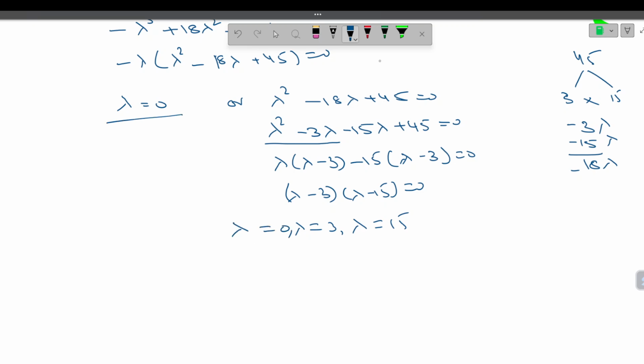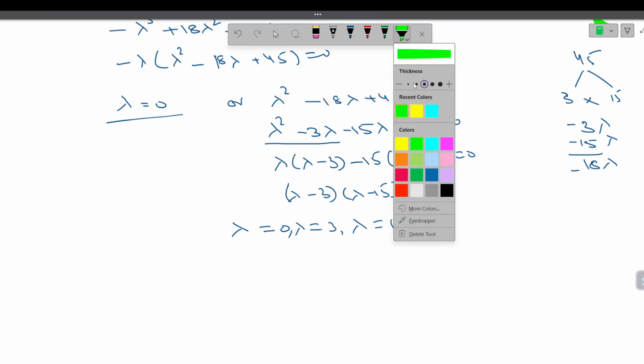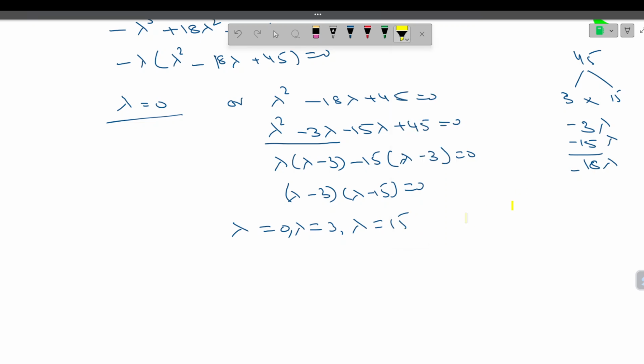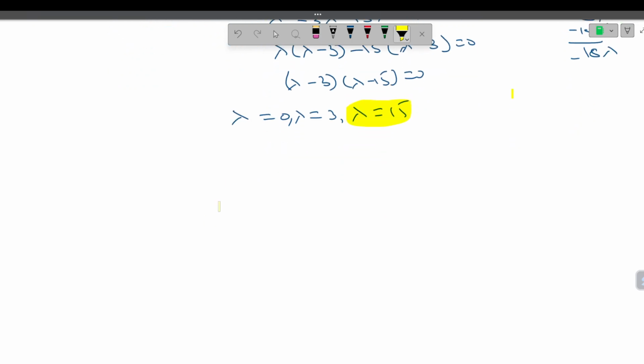We got 3 values. What does the question say? Find the eigenvector corresponding to the largest characteristic root or eigenvalue, the largest eigenvalue. So let's go. For lambda equal to 15, we have to go.